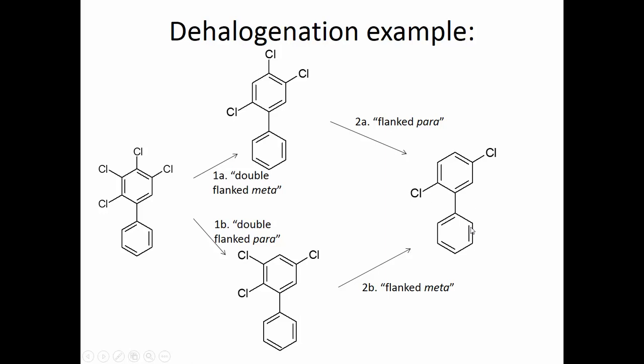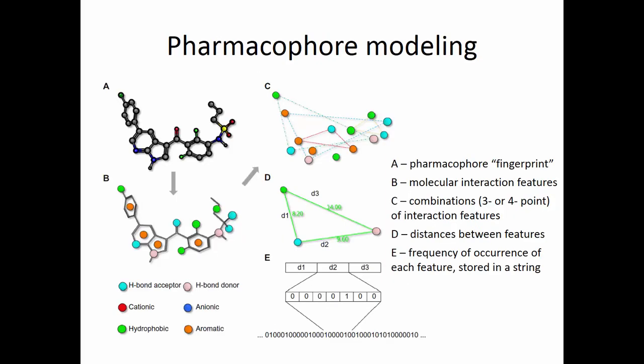This biphenyl has 2 chlorines on it in the same place. So we can get there a variety of ways, depending on whether double flanked meta or double flanked para chlorines can be removed, or flanked para and flanked meta chlorines can be removed. And that supposedly goes to aerobic degradation, where the ring is opened and broken up into central carbon metabolism intermediates.